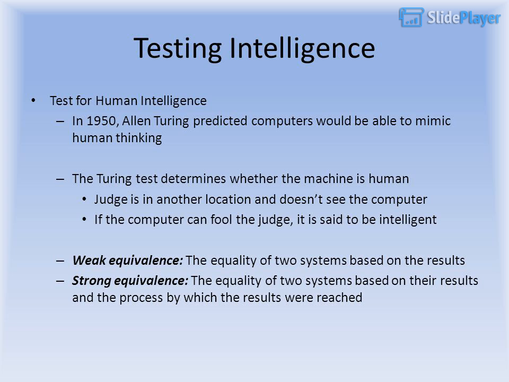Weak equivalence, the equality of two systems based on the results. Strong equivalence, the equality of two systems based on their results and the process by which the results were reached.